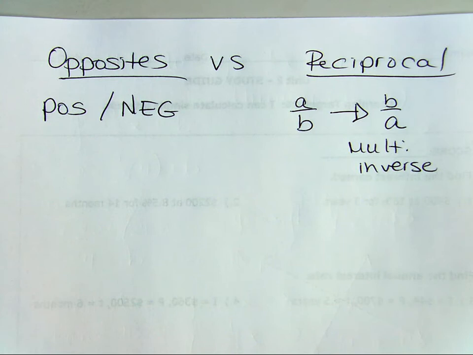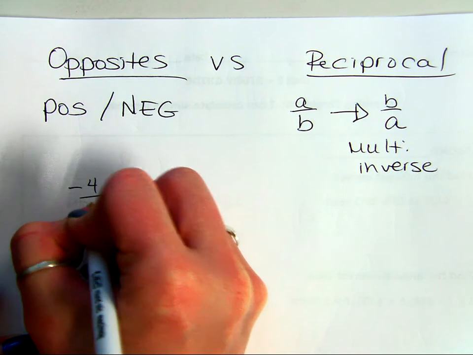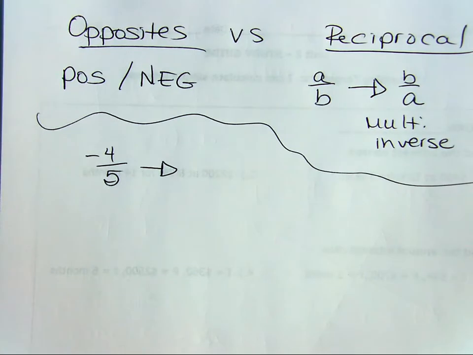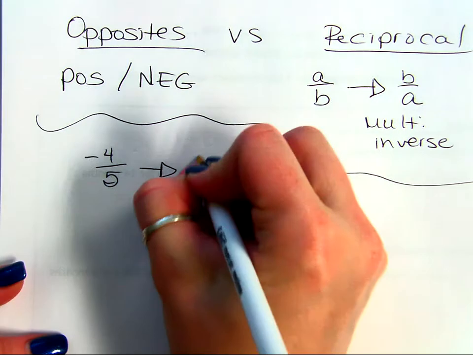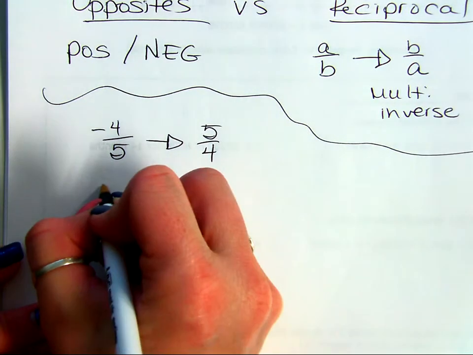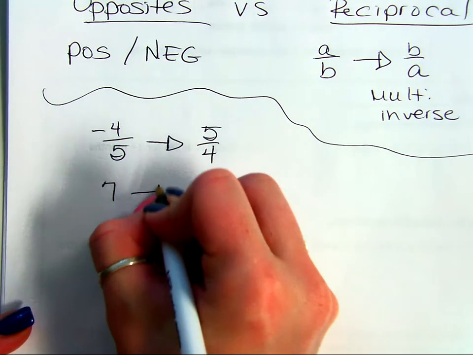So, if I have negative 4/5, what is the opposite reciprocal of negative 4/5? Positive 5/4, right? Positive 5/4. What is the opposite reciprocal of 7? Negative 1/7, right? Okay, know that?